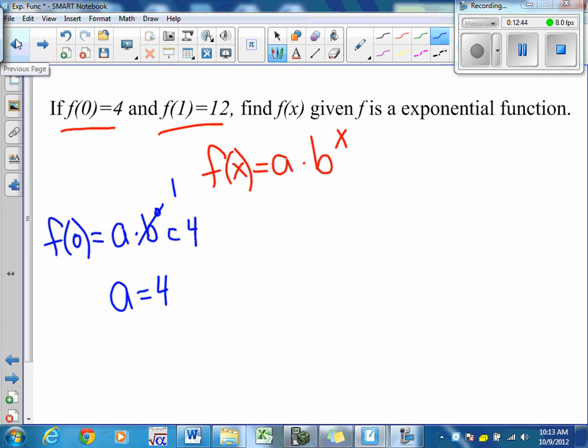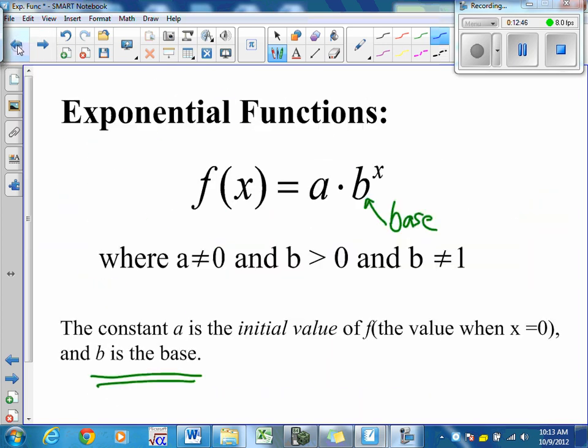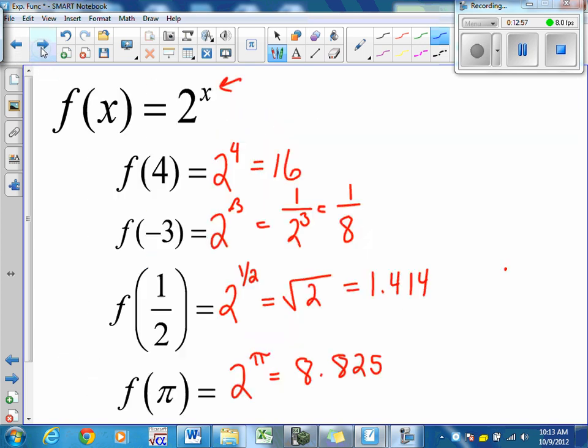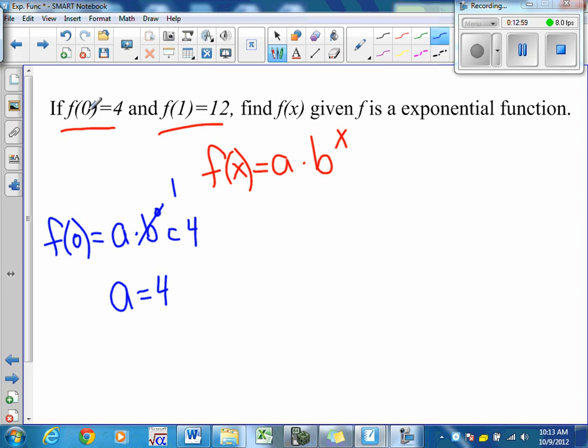That is why, back here, they said a is the initial value. The value when x is 0. Because anything to the 0 goes away, so a is just your initial value. a is the value when x is 0. Now I've got to find b. Well, I have f of 1 equals 12.